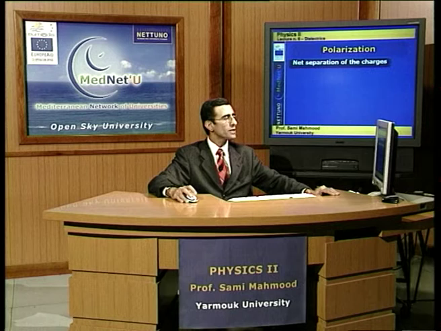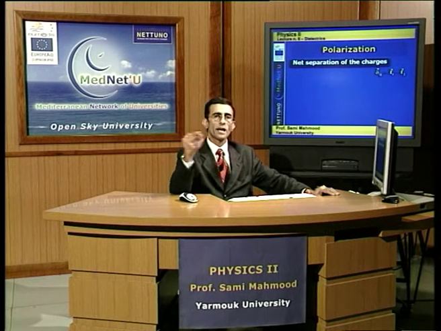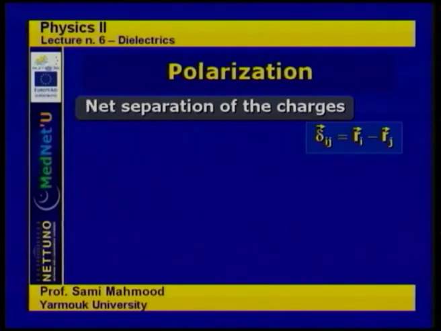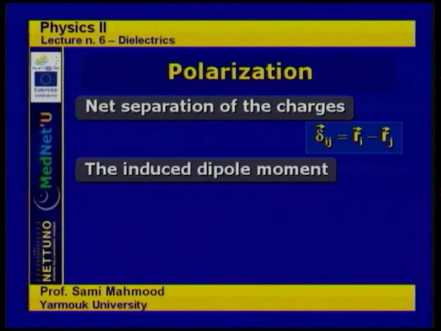Now the net separation of the charges, delta sub ij, between the ith and the jth charges on a molecule is simply the position r sub i minus the position r sub j, the position of the first charge minus the position of the second charge. That gives the charge separation, or the distance, as a vector.